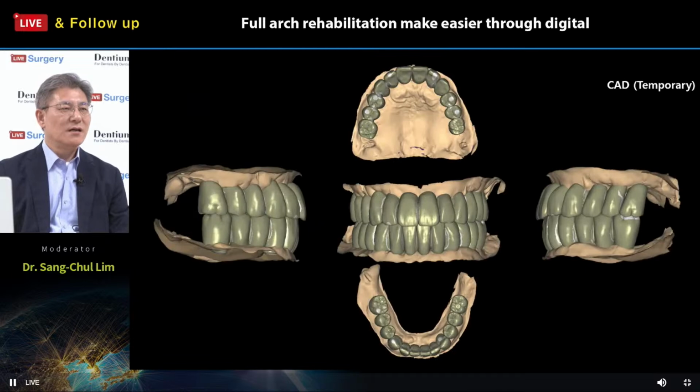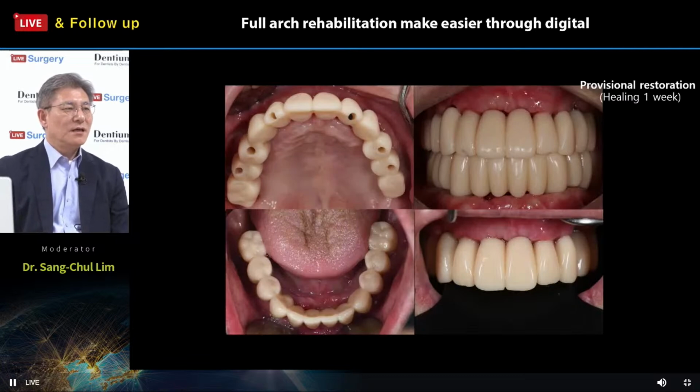From all of this data we can get this temporary PMMA, a very nice, beautiful PMMA temporary restoration from this whole digital procedure after surgery. Okay, finally, this digitalized PMMA temporary restoration is delivered to our patient's mouth.